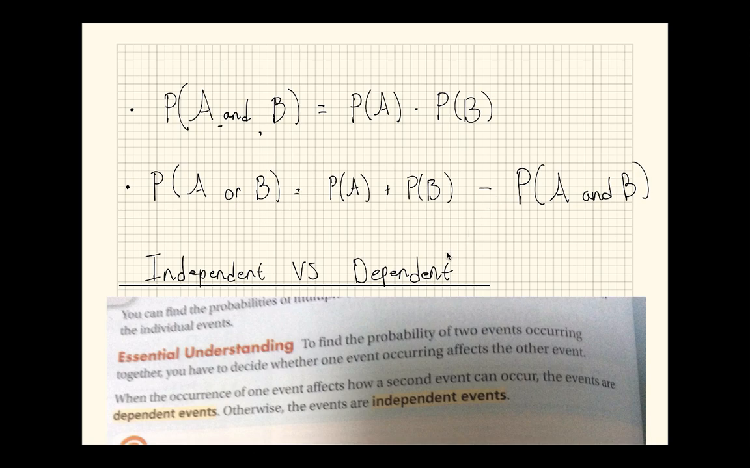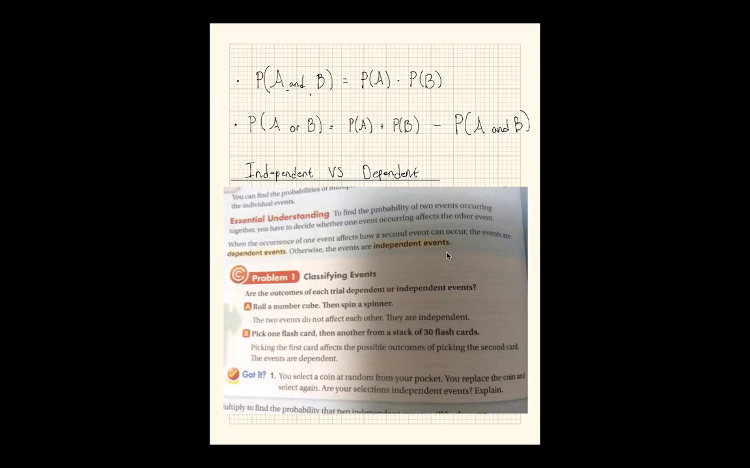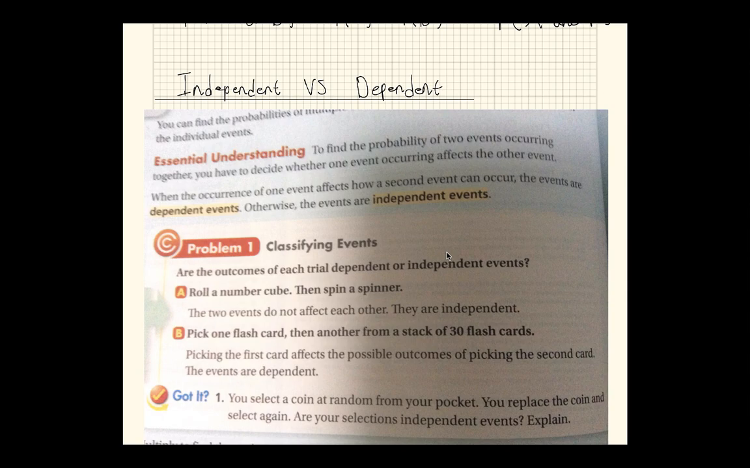Let's talk about independent versus dependent events as well. Here's the best way. They give us two pretty good examples to classify independent versus dependent events. So imagine we're rolling a number cube, then doing a spinner. Usually you see that, like the Game of Life has a spinner. A lot of board games have spinners, something like that. Wheel of Fortune, that's a spinner.